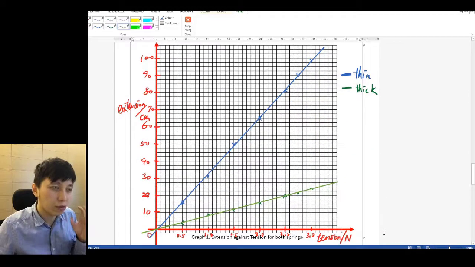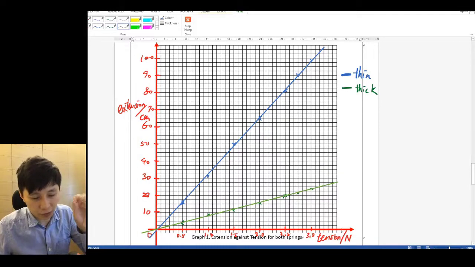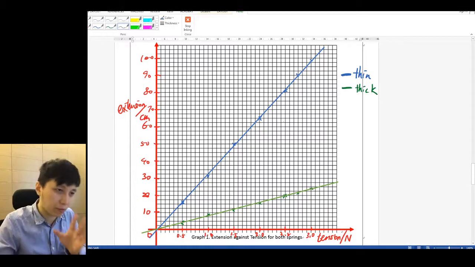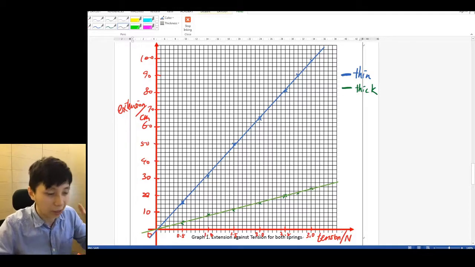So whenever you want to calculate the slope, you want to take a point on the line instead of the original data point. So ignore all the data points that you drew. Those are not the most important now. Look at the line of best fit.